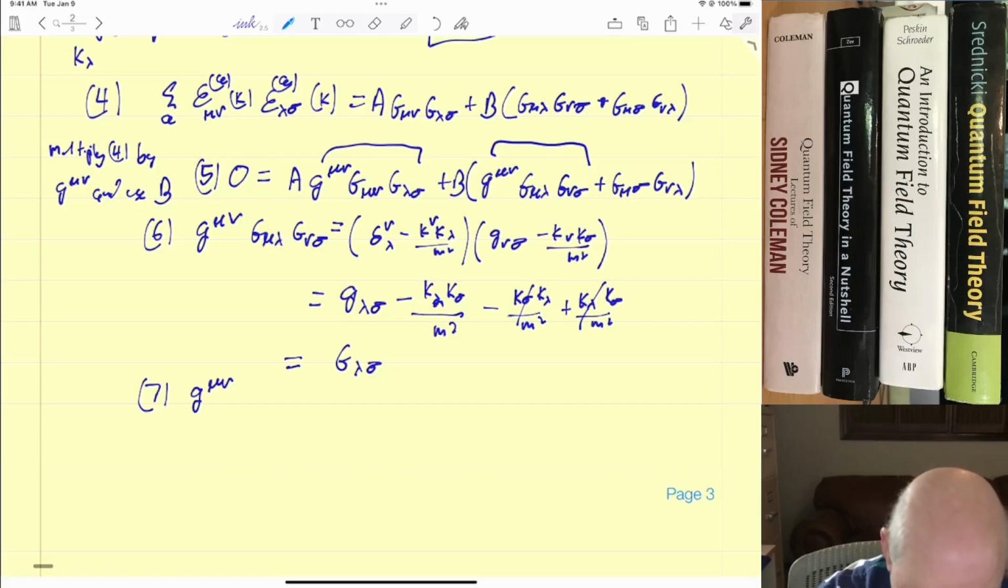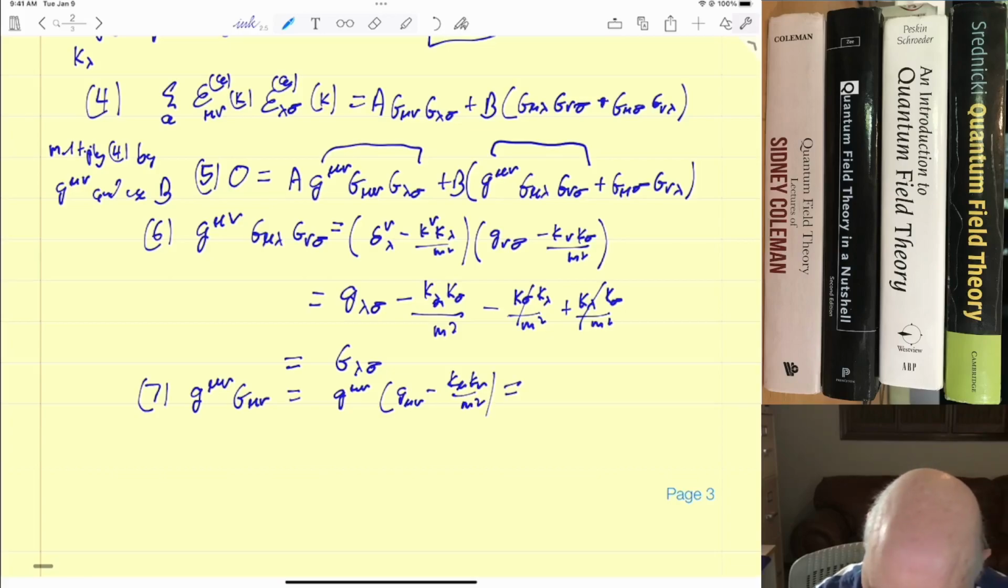So G mu nu, this is equal to G mu nu. Now the metric, this is going to be just delta nu nu, which is going to be equal to 4, minus, then I'm going to have k mu k mu over m squared, which is just equal to 1. So it's 4 minus 1 equals 3. Okay.